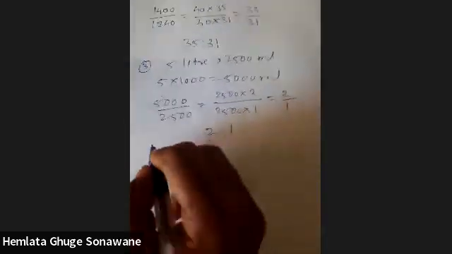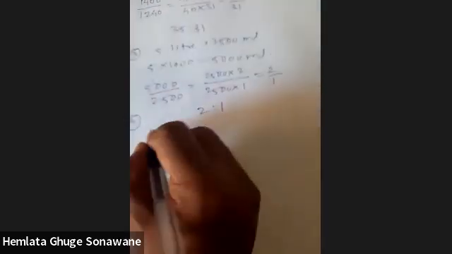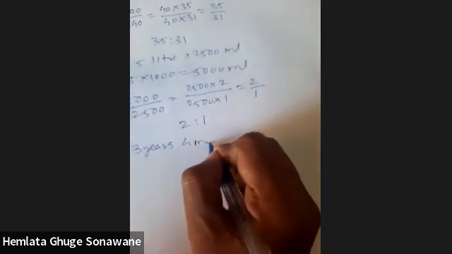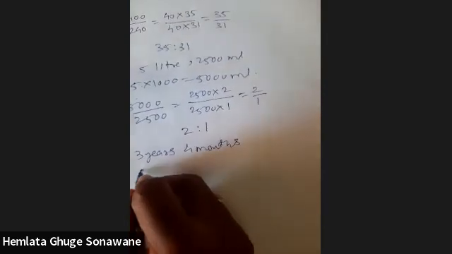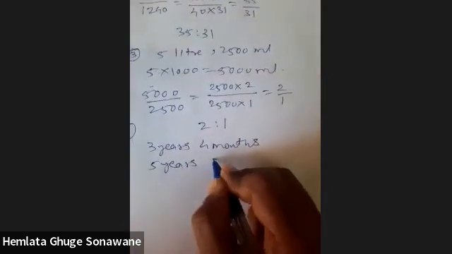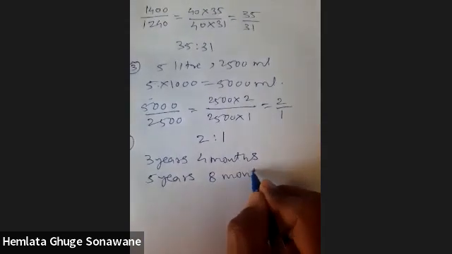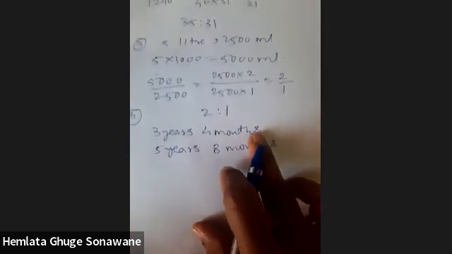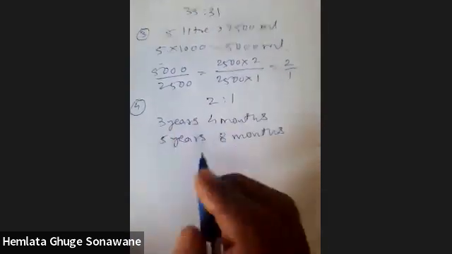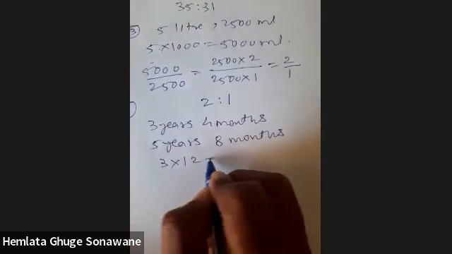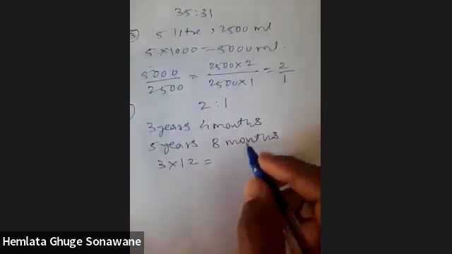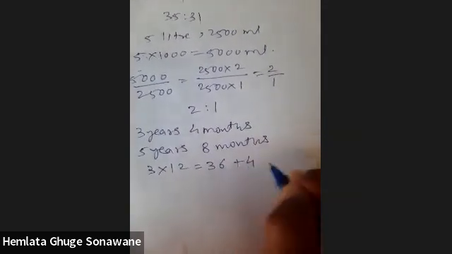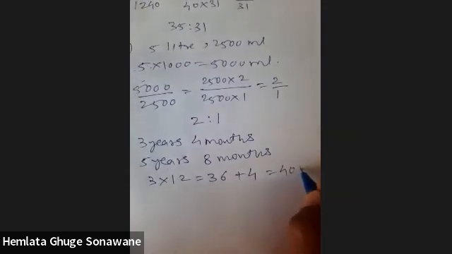This is the reduced form of the given quantities. Fourth example, 3 years 4 months and another quantity is 5 years 8 months. Now we have to convert these years into months. So we'll multiply with 12. So 3 into 12 becomes 36. Plus we have to add these 4 months. It becomes 40 months.